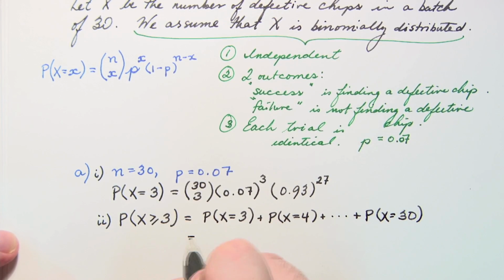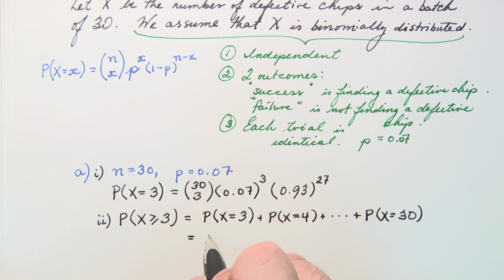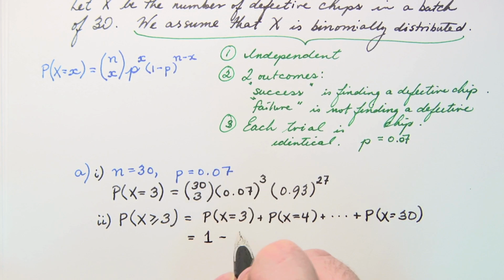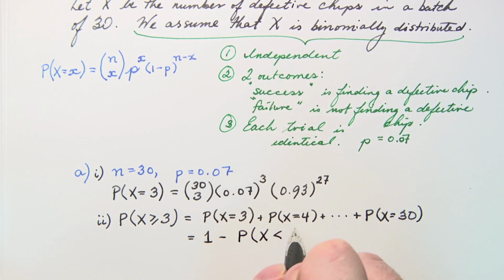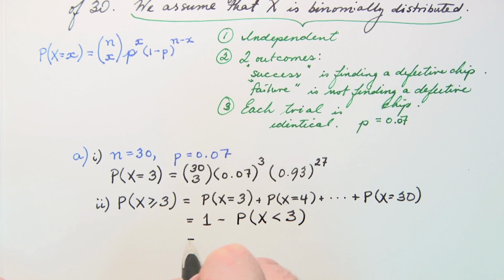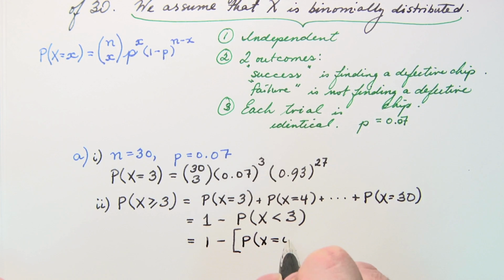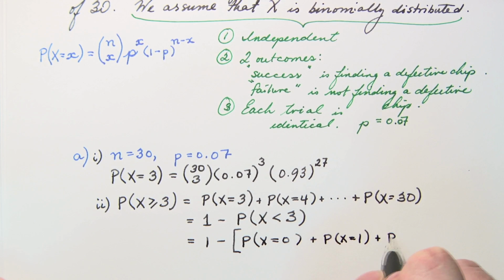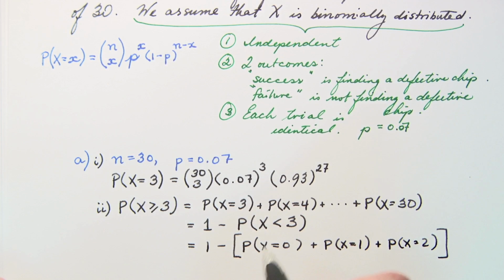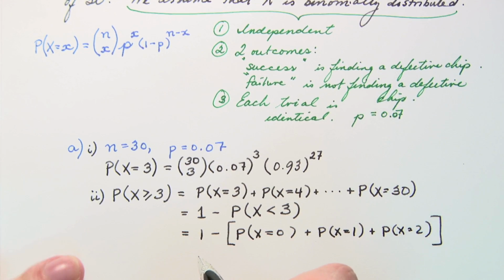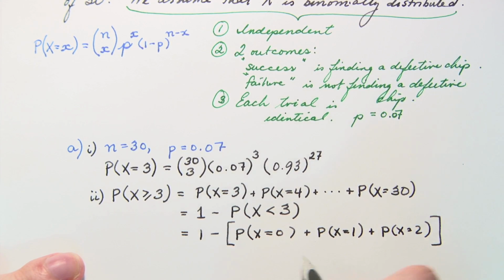So the other way that we could do this is to take indirect reasoning, which is we're going to take 1 minus the probability of x less than 3. And so that equals 1 minus, and then we have those cases of x equals 0 plus x equals 1 plus x equals 2. Okay, which is a lot shorter than having to calculate 3 through 30. I just have to calculate 0 through 2. And again, you just apply the same formula again.